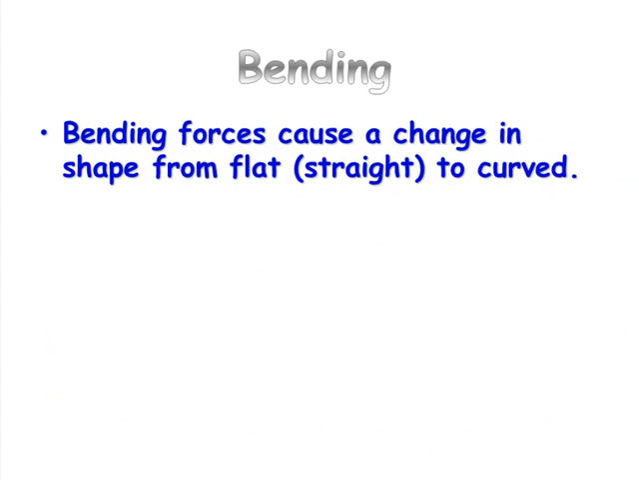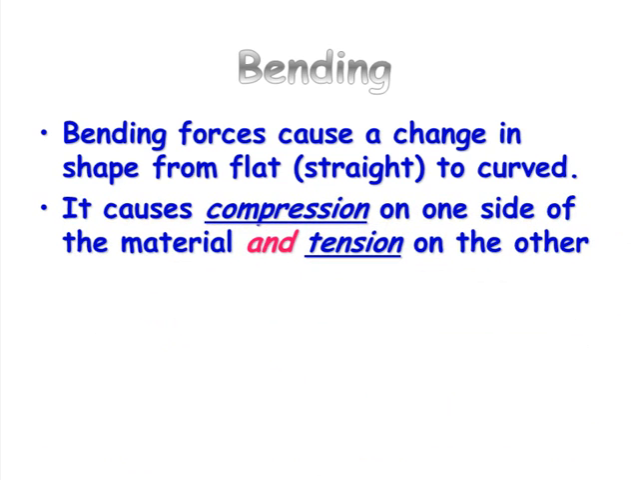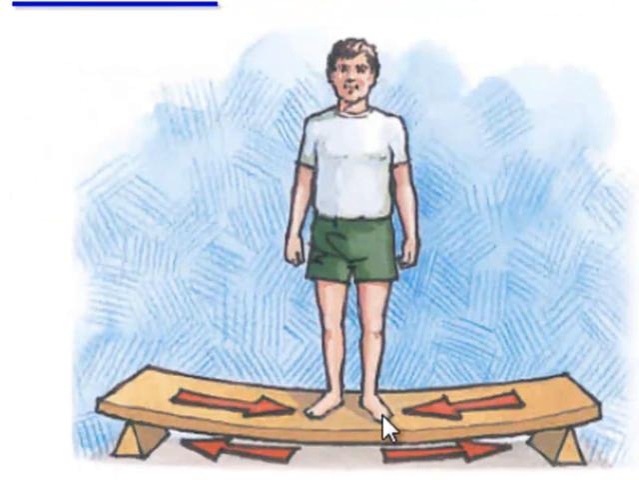Finally, bending forces, and they cause a change in the shape of the structure, or the material rather. Basically the result is, instead of it being straight or flat, we end up with a curve in the structure. The reason is we're getting compression on one side of the material and we're actually causing tension on the other. So if we look here, on the top all of the atoms are being pushed closer together. On the bottom they're actually being forced apart. So we have an area of compression on top, area of tension on the bottom.